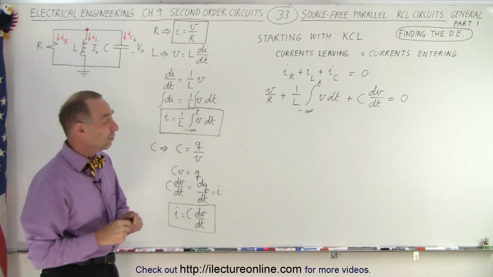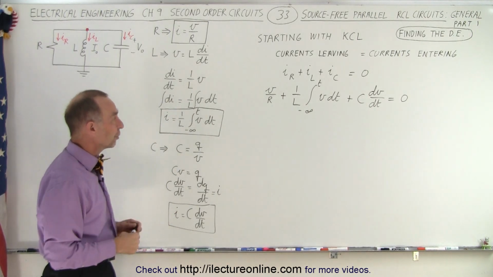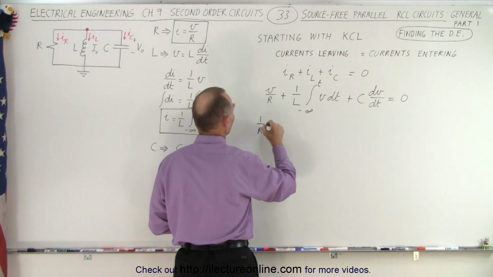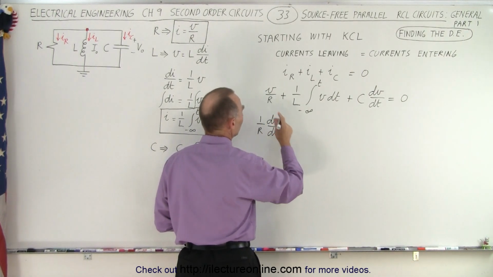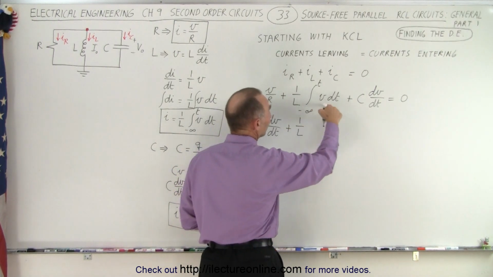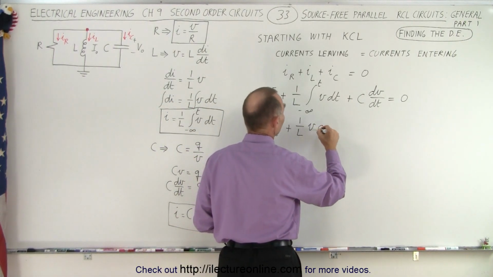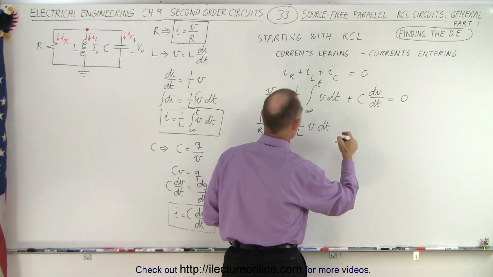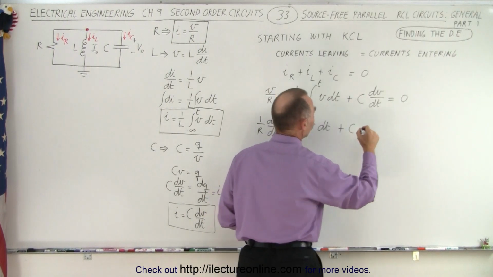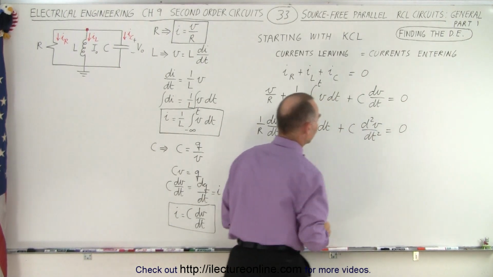Now, we need to get rid of the integral sign, because it's hard to deal with integral signs like that. So let's take the derivative of both sides of the equation. On the left side, if we take the derivative here, we get 1 over the resistance times dv dt. So again, we're taking the derivative with respect to time. Then we get plus 1 over L times the derivative of the integral. Of course, when we take the derivative of an integral, we simply get the integrand, so it would be v times dt. And then over here, we get plus the derivative of this, that would be plus the capacitance times the second derivative of the voltage with respect to time. And of course, the derivative of 0 is still 0.